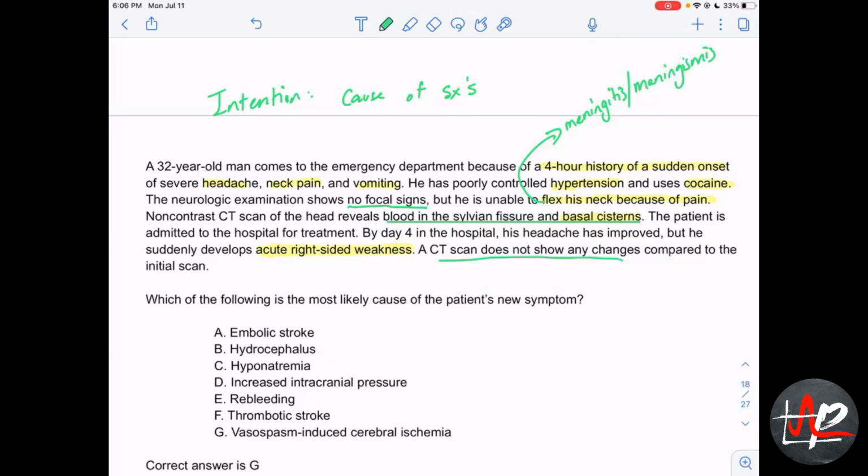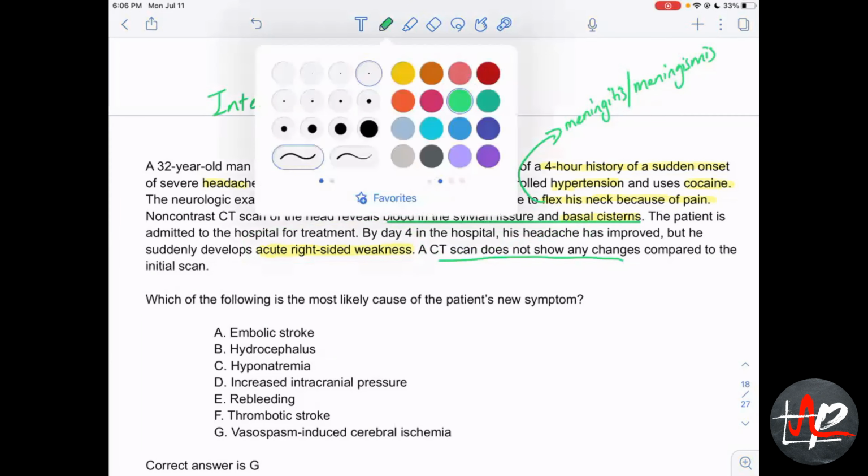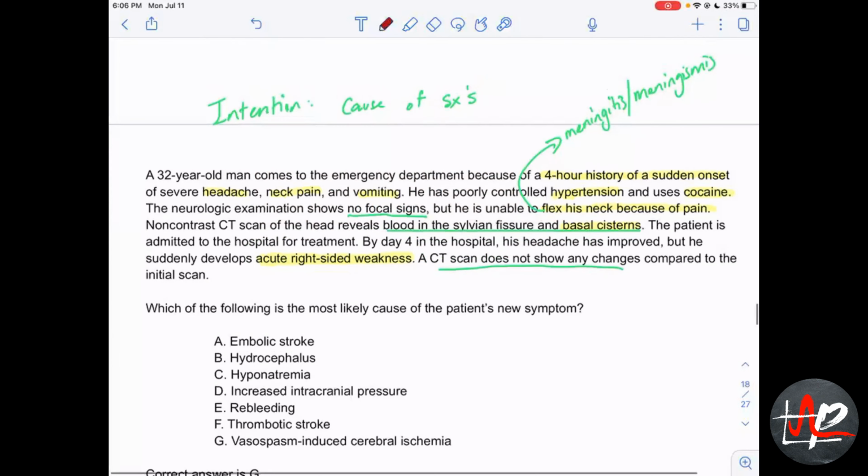So this is a really classic thing that you'll see. And it's classically tested because it's so high yield for real life. So again, which of the following is the most likely cause of the patient's new symptom? First off, we find the new symptom, and it's going to be acute right-sided weakness. He had acute right-sided weakness after he was found to have blood in the basal cisterns. So the first thing that you need to jump to is what's the actual diagnosis? The diagnosis is going to be subarachnoid hemorrhage. It's basically definitive for all intents and purposes on your boards that if you see blood in the basal cisterns with a presentation like this, you should jump to subarachnoid hemorrhage.